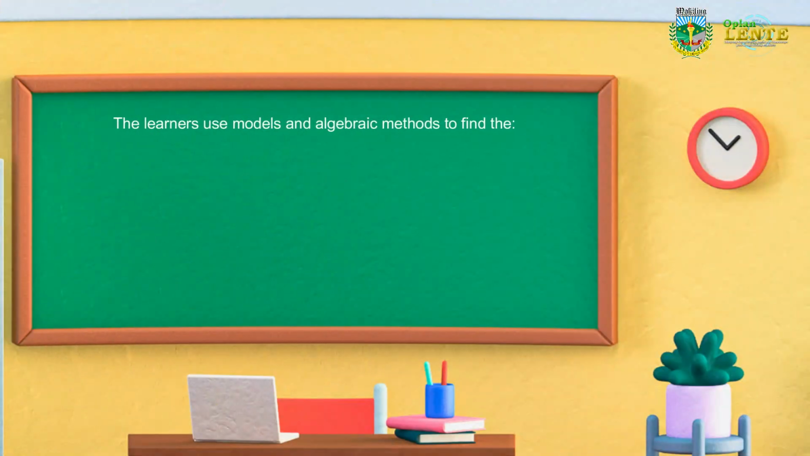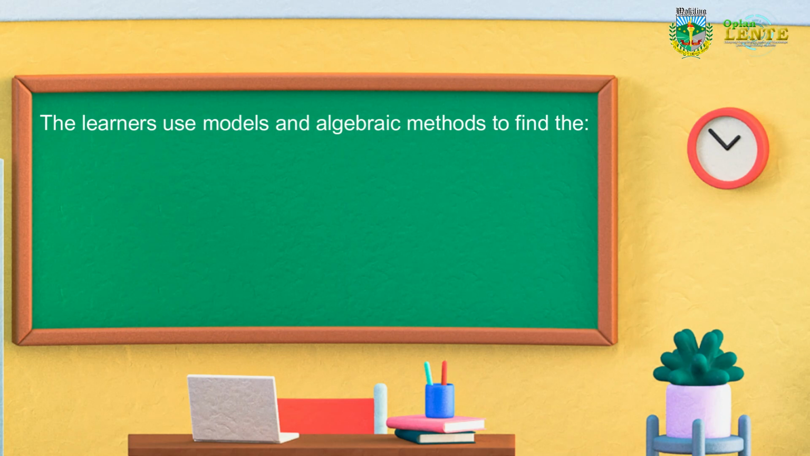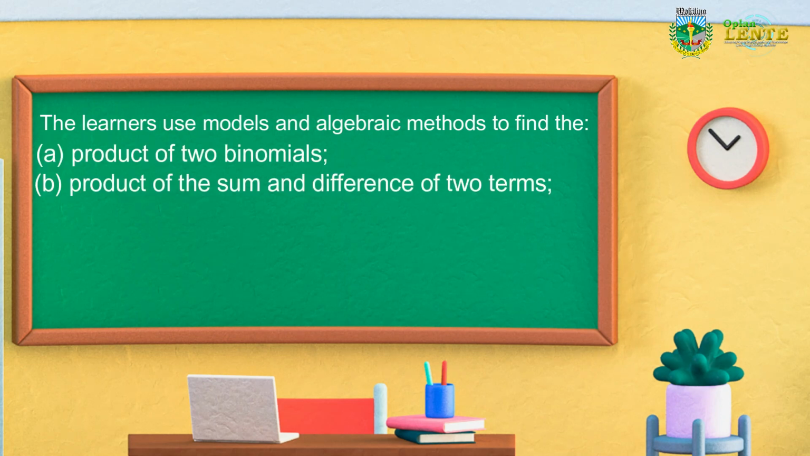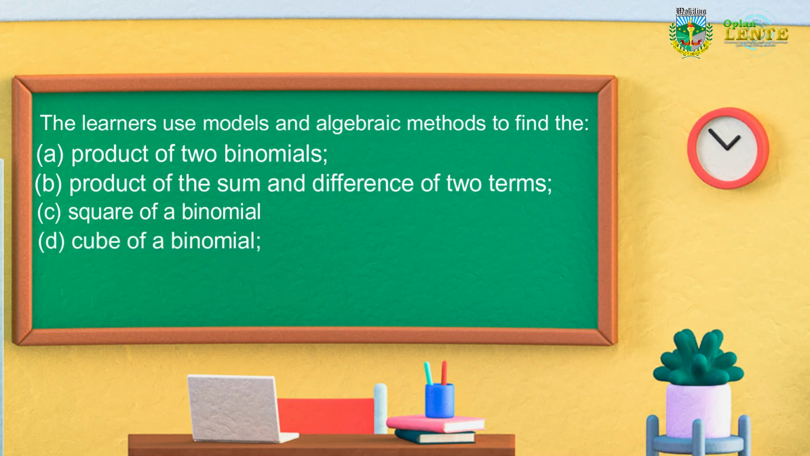For today's MELCs, we will use models and algebraic methods to find: A. Product of two binomials, B. Product of the sum and difference of two terms, C. Square of a binomial, D. Cube of a binomial, E. Product of a binomial and a trinomial.